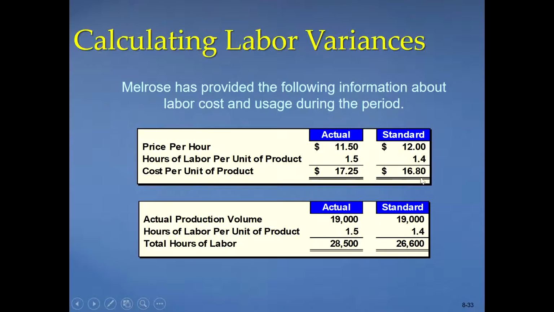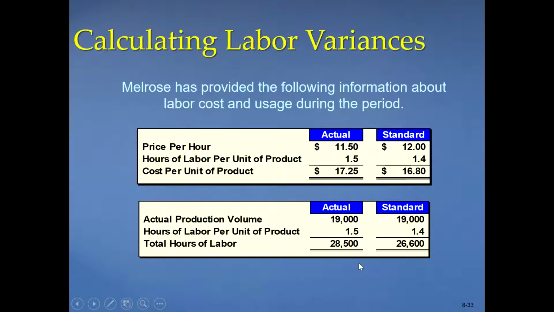This information is given. So again you can see from here that the actual cost of labor is higher than the standard one. So in this case we have a very clearly unfavorable labor price variance. But if you look at the production time, or the hours labor spent, actual 19,000 times 1.5, so 28,500, and 26,600 is the standard. So we also spent more time than the budget.